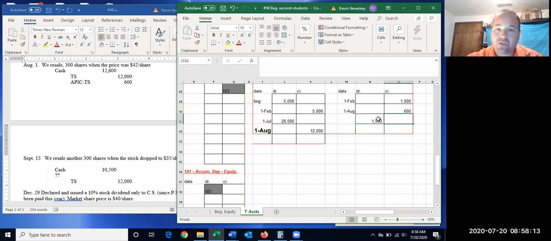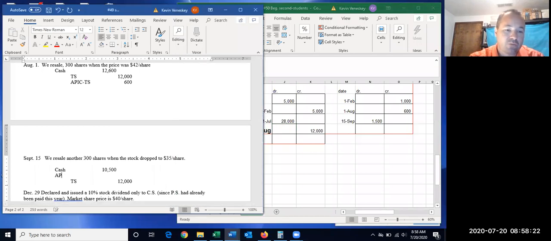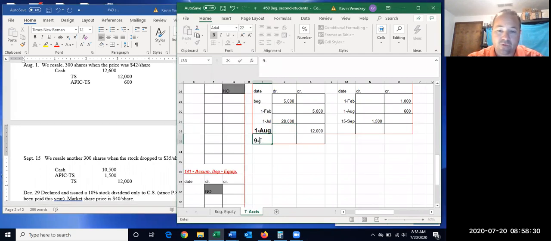We don't want this account to go below 0. So I can go ahead and fill this one in. On 9/15, I'm going to have additional paid in capital for treasury. I have the $1,500 to cover it. That's how you kind of want to think of it. So on 9-15, I put another 12,000 here.